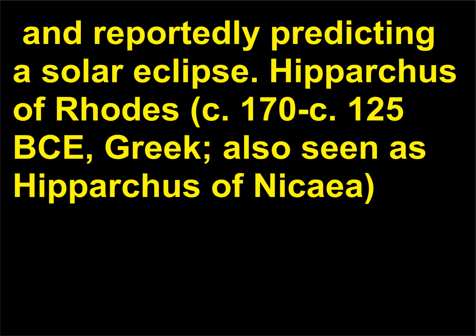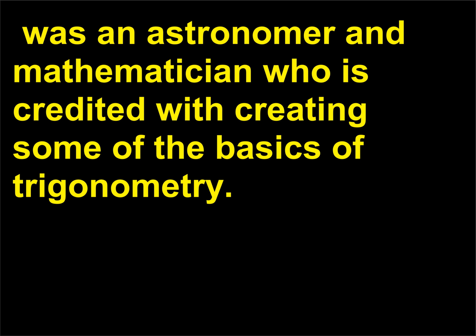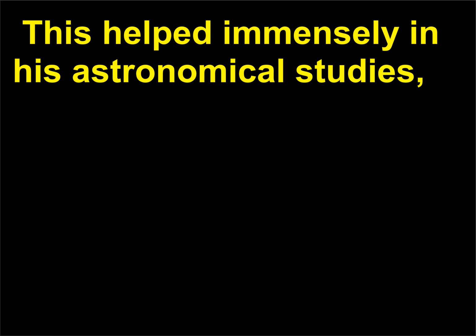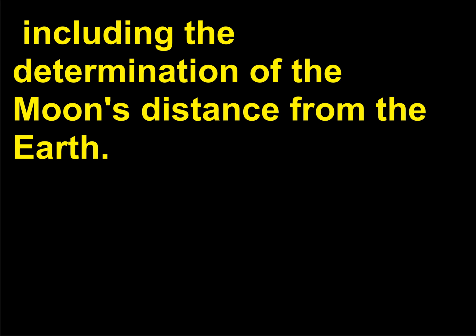Hipparchus of Rhodes, c. 170 to c. 125 BCE, Greek, also seen as Hipparchus of Nicaea, was an astronomer and mathematician who is credited with creating some of the basics of trigonometry. This helped immensely in his astronomical studies, including the determination of the moon's distance from the Earth.